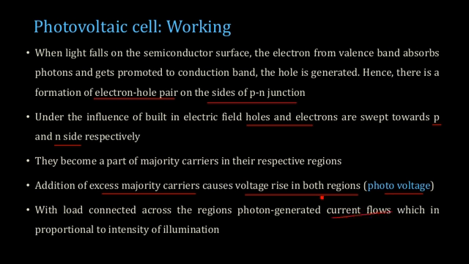Now the difference between a photoconductive resistor and a photovoltaic cell is that here you have a voltage generated, just like in a normal diode.